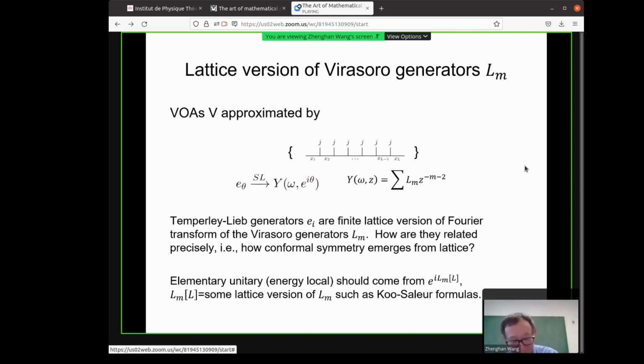And then basically I want to say that the analog of braiding for vertex operator algebras in the energy basis is basically the exponential of a finite truncation of the Virasoro generators, which is what we know as the Koo-Saleur formulas.